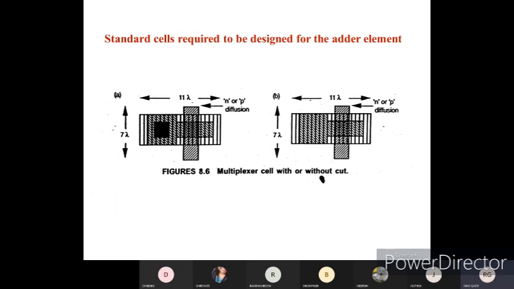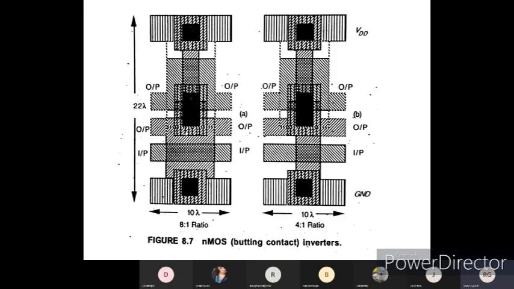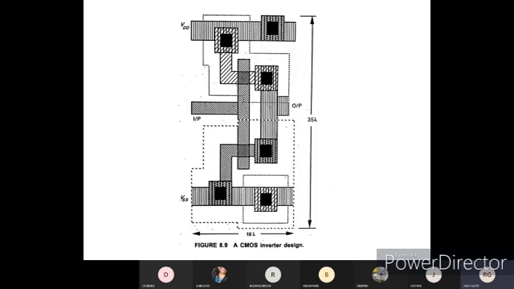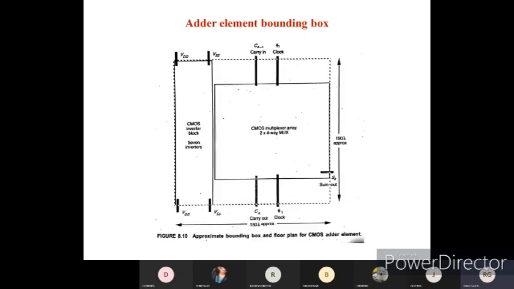Okay, so this is the multiplexer cell with and without the cut, and this is a butting contact which is used in the inverters, and these are the buried contacts which we already discussed in the stick layout diagram. Okay, and this is the CMOS inverter design that we are able to design. You can see here we have contact cuts wherever there are two different colors, meaning the elements are passing. Okay, so this is the adder element with a boundary box.